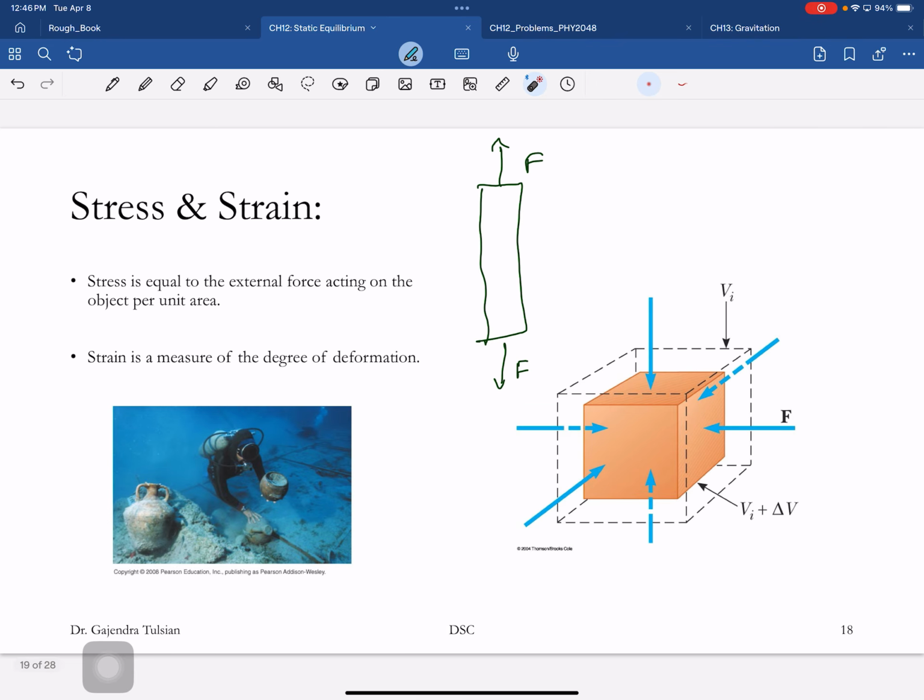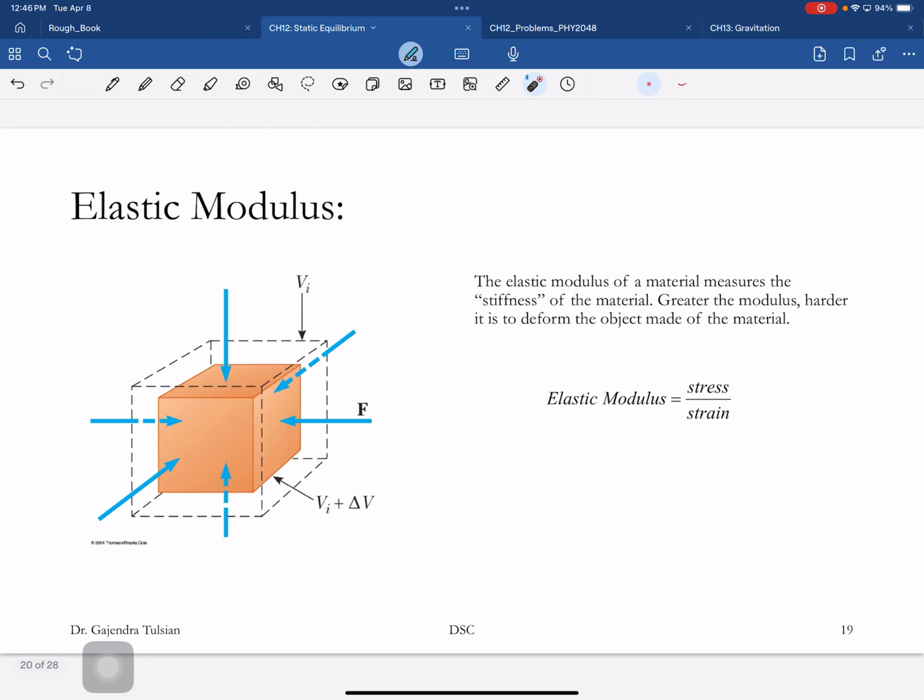Okay. All right, so here is volume stress or bulk stress. Stress is equal to the external force acting on the object per unit area. And strain is the measure of degree of deformation. So we defined properties called elastic moduli. We'll consider three different types of stresses, so we'll define three different elastic moduli. But elastic modulus is stress over strain, for those three different cases.